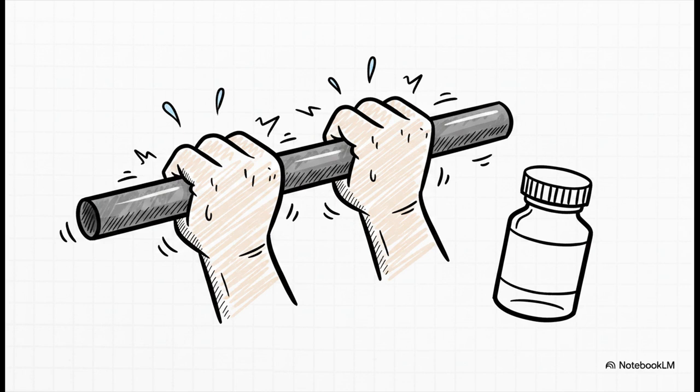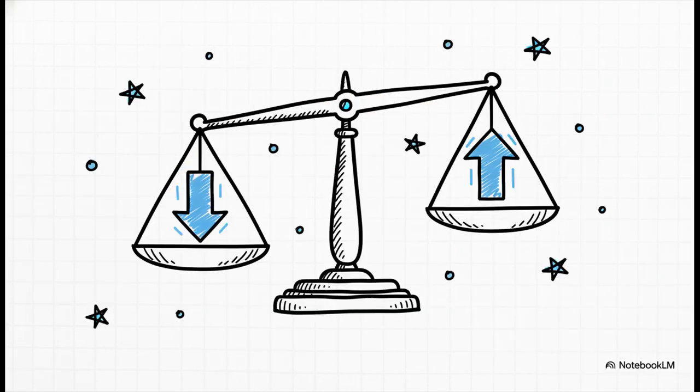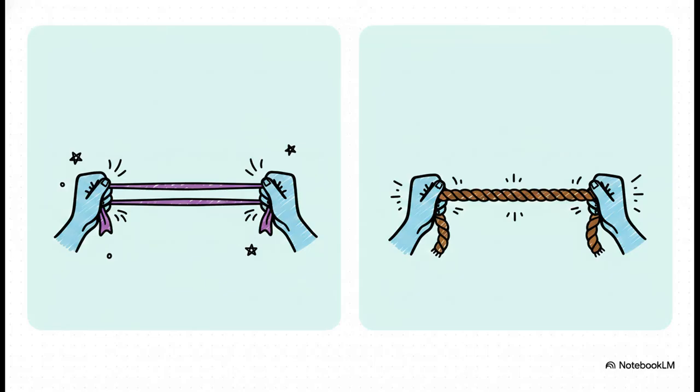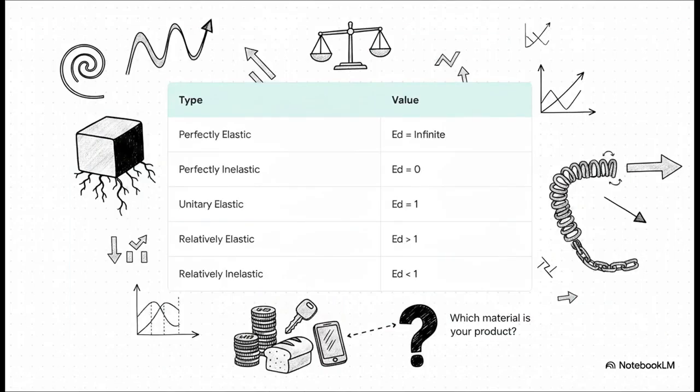Perfectly inelastic. Think medicine. Then we have a perfect one-to-one stretch. Price drops 50%, demand rises 50%. That's unitary elastic. A massive stretch means relatively elastic demand, but a really stubborn tiny stretch, that's relatively inelastic. So here are Marshall's 5 elasticity types. Which of these materials best represents the stuff you buy?